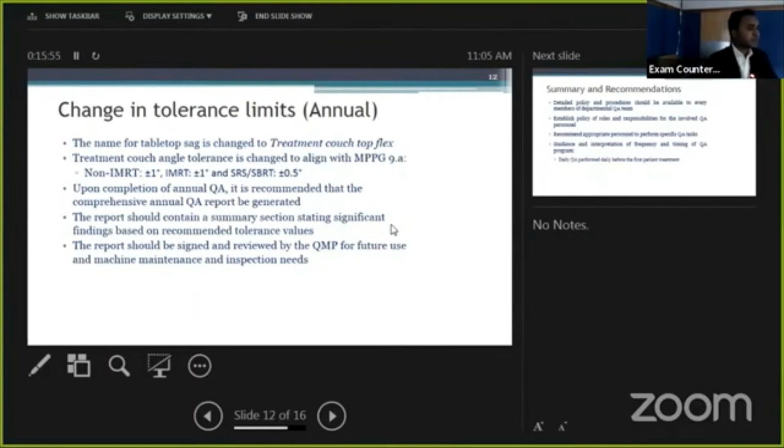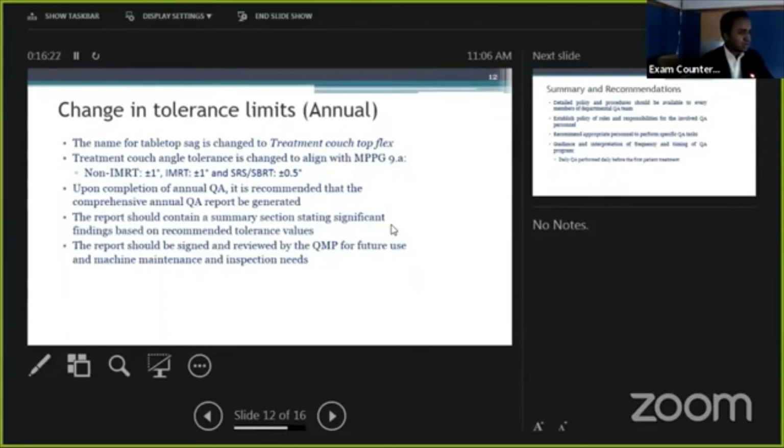Okay, the next is the tabletop sag. We have been doing this test. The name of this test is reworded to treatment couch top flex. This is the new name of the tabletop sag test. Treatment couch angle tolerance is changed to align with this. For non-IMRT and IMRT it is plus minus 1 degree, and for SRS, SBRT it is plus minus 0.5 degree. Okay.